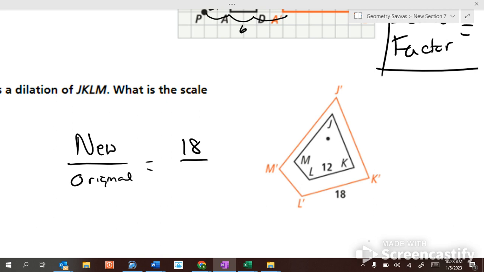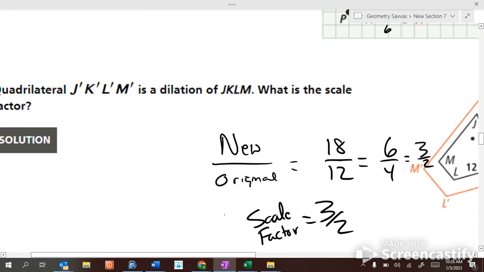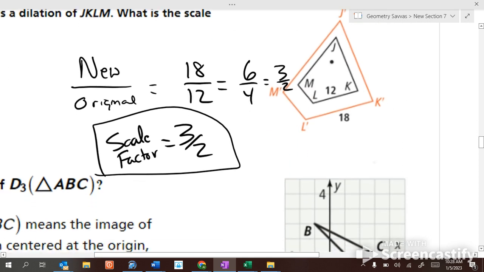So what's 18 over 12 reduced down to? What number goes into both of those? 18 and 12. 3 does. To make 6 and 4, something else goes into each of those. What number goes into each of those? 2 to get us down to 3 and 2. Okay? So the scale factor equals 3 over 2. Scale factor equals 3 over 2. All right.